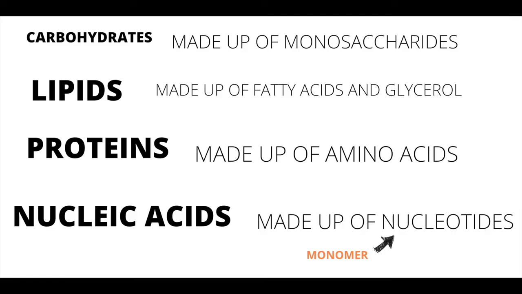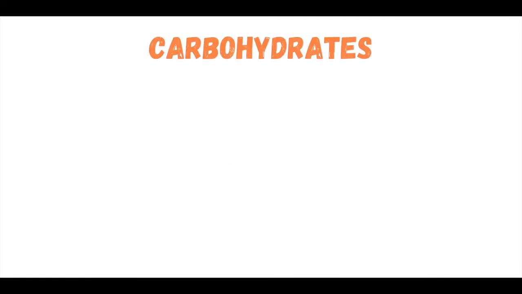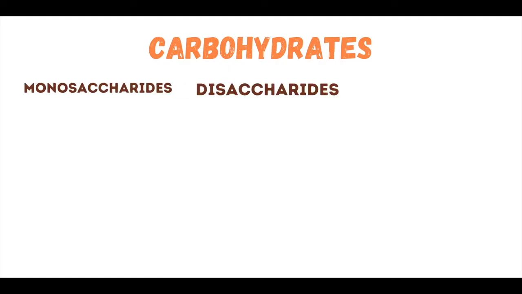So how are these 4 macromolecules used in our body? Starting with the carbohydrates. Carbohydrates are used as a fuel for our body. Your body breaks down carbohydrates into glucose, and glucose is the main source of energy for your body's cells, tissue, and organs. There are 3 types of carbohydrates. There's your monosaccharides, disaccharides, and polysaccharides.